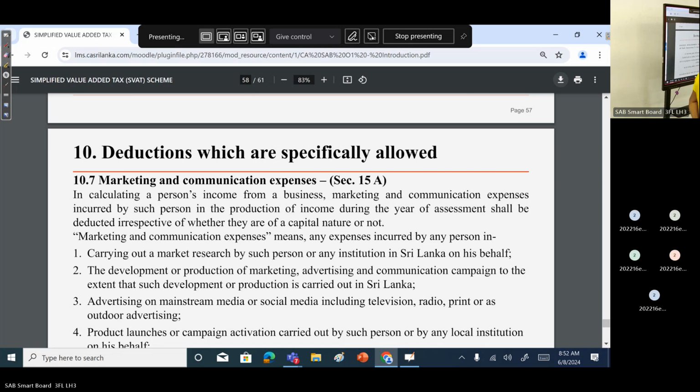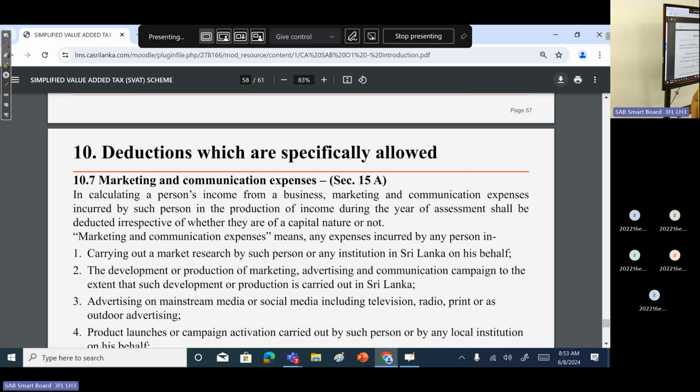Right? You know that some companies are putting these BT boards on land. Right? That is also part of advertisement, right? And it's not more or less a revenue nature expenditure. It goes to capital nature expenditure. You know that in the name boards and everything, right? But here it says even capital nature expenditure you can deduct.